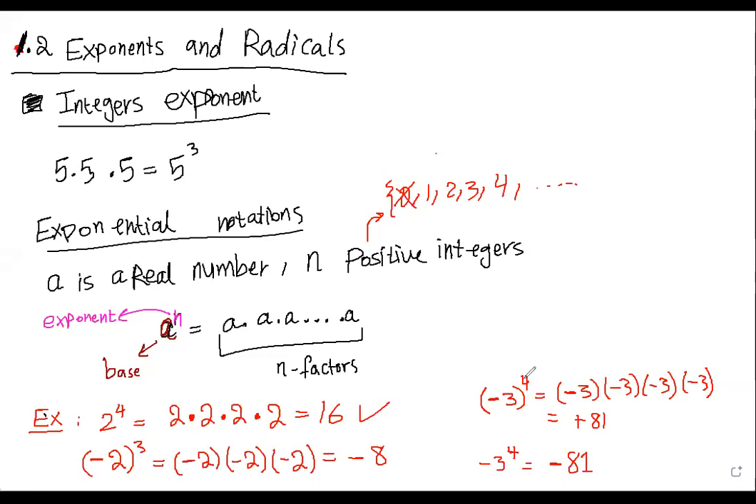In the first case, we apply the exponent 4 to everything inside the parentheses. But here the exponent 4 is applied only to the 3 and we keep the minus outside. I explain it more. This is like minus 3 times 3 times 3 times 3, but the minus is outside. The answer is negative 81. Okay. Any questions so far? Okay, let's go to the next slide.